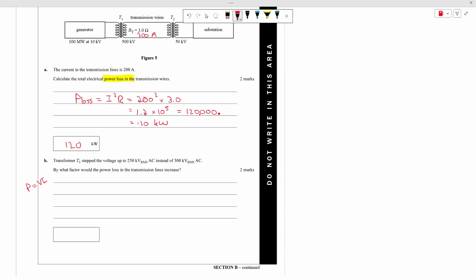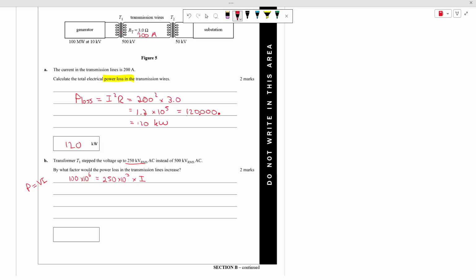What's happening on the right? Well, if it's an ideal transformer, then the power on the right-hand side is still 100 megawatts. There's no power loss right after we step it up. So 100 million watts equals my voltage, which is now 250 kilovolts instead of 500, so 250 times 10 to the 6 times 10 to the 3. And that produces some new current, right?